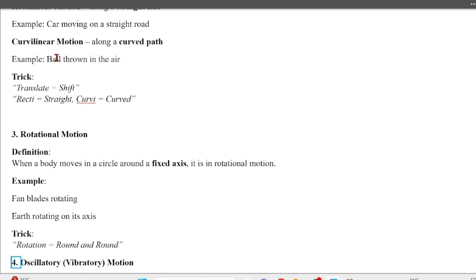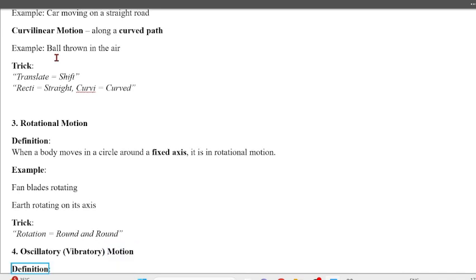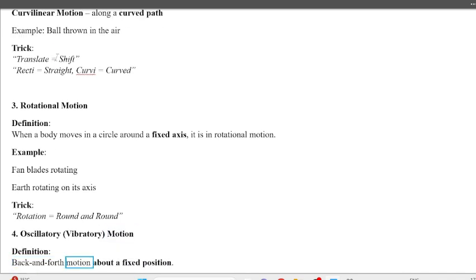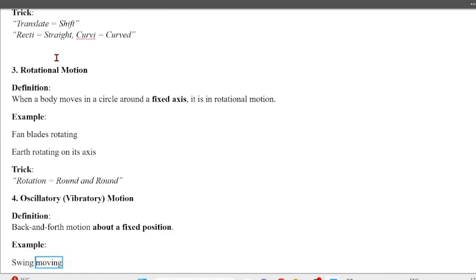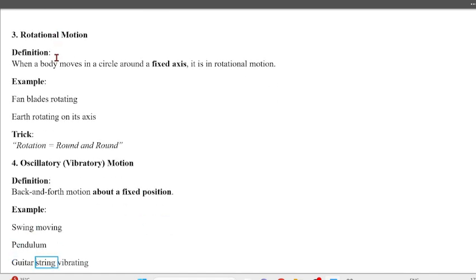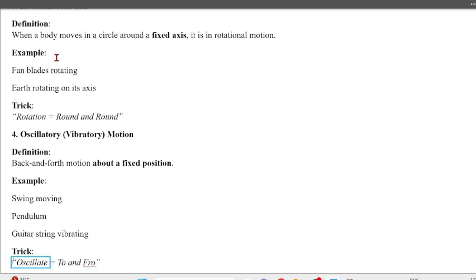4. Oscillatory vibratory motion. Definition: back and forth motion about a fixed position. Example: swing moving pendulum, guitar string vibrating. Trick: oscillate is equal to to and fro.